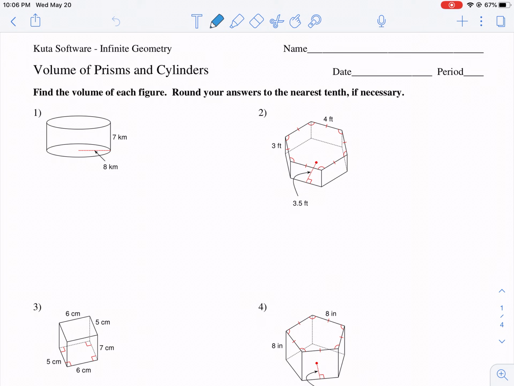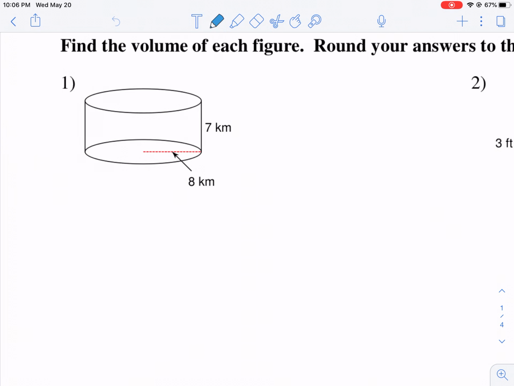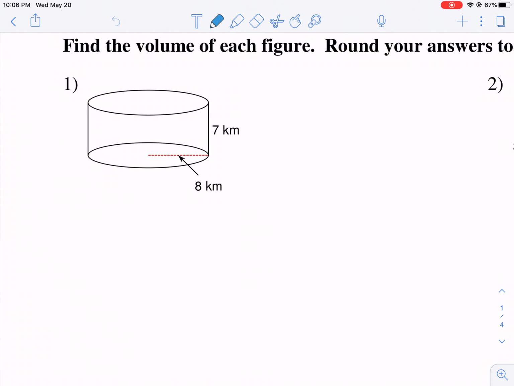Today we're going to be doing a Kuta Software worksheet tutorial on volume of prisms and cylinders. Let's go ahead and get started. Here we have number one. It looks like a soup can. What do we know about this soup can?